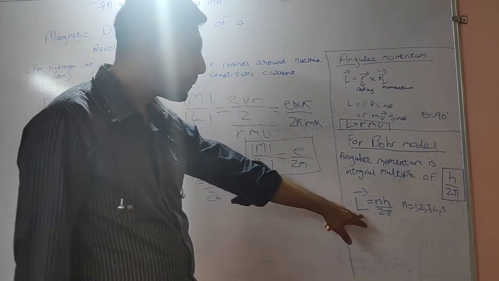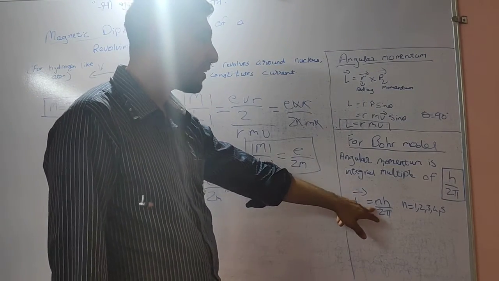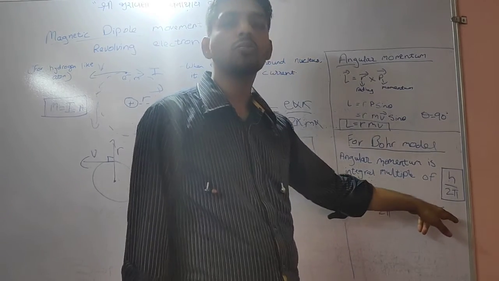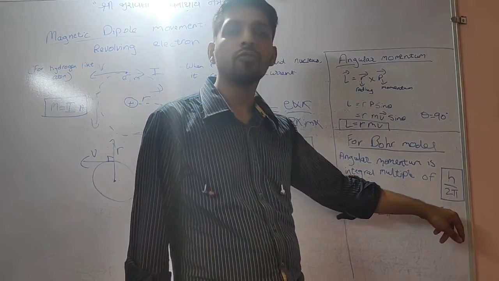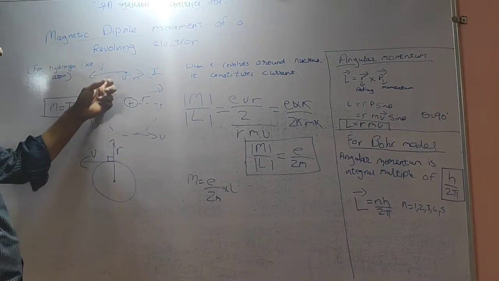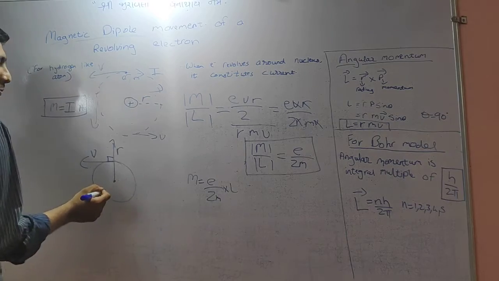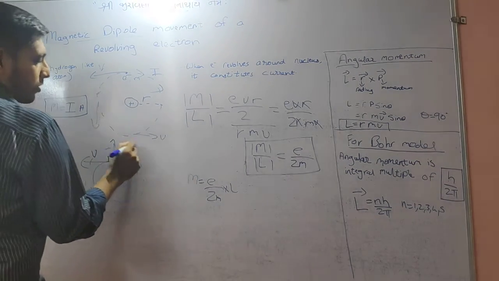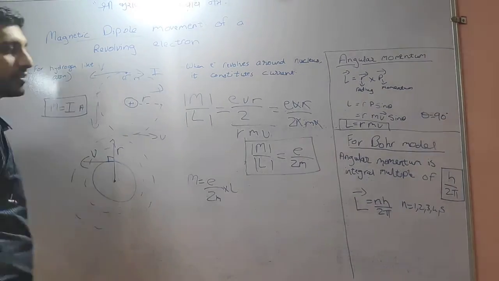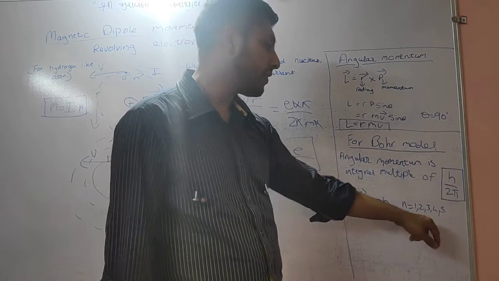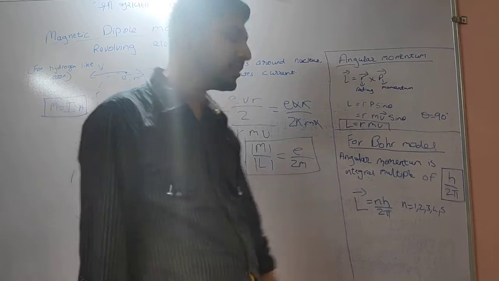So angular momentum L I can write in the form of nh upon 2 pi, where n is equal to 1, 2, 3, 4, 5. What are these 1, 2, 3, 4, 5? They are the orbits. Suppose for hydrogen it is only one orbit. If any other electron comes and there are many more orbits, then for each orbit the n increases. So L can be written in the form of nh upon 2 pi, where n are the positive integers.